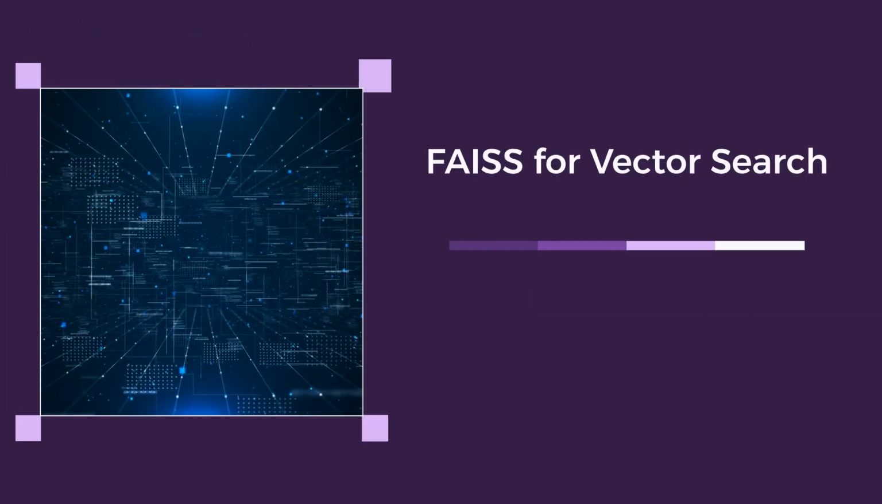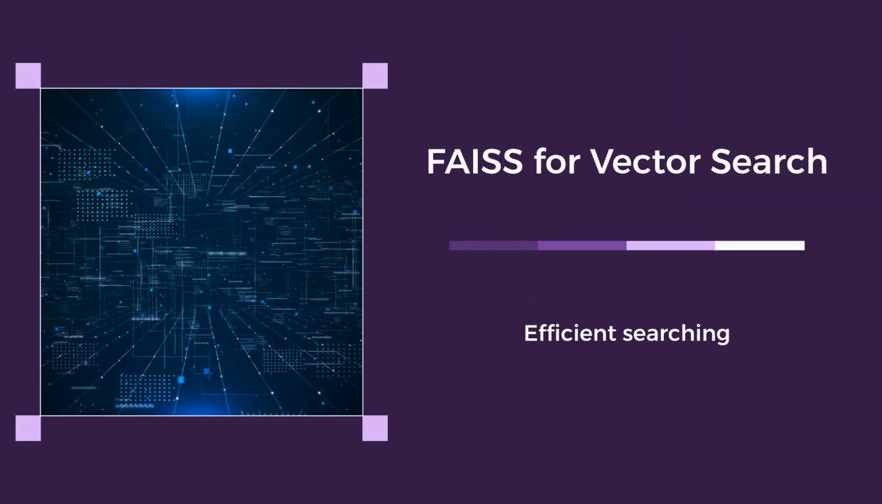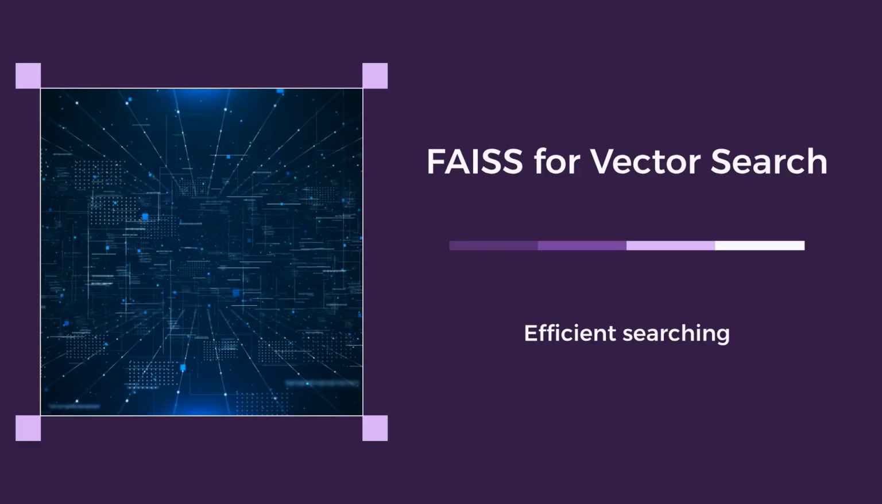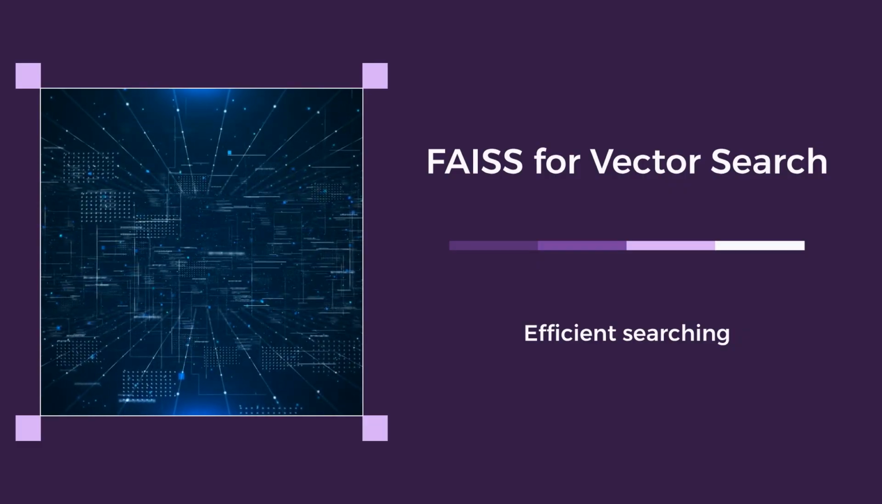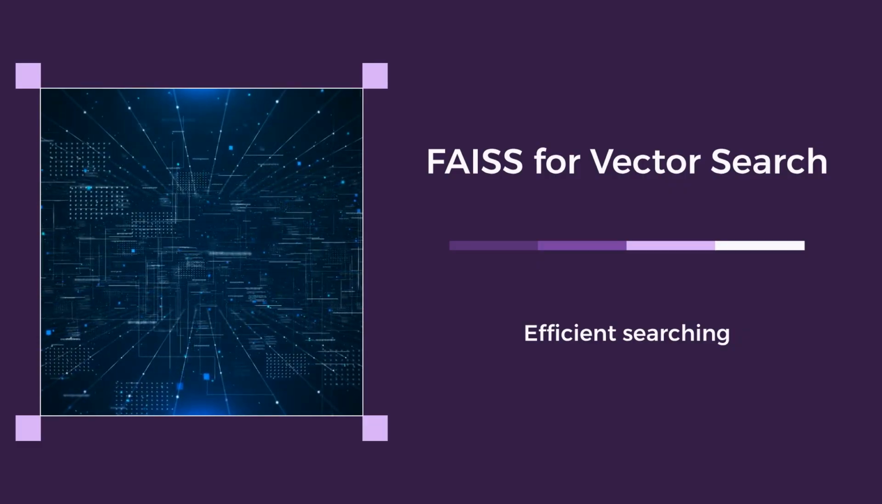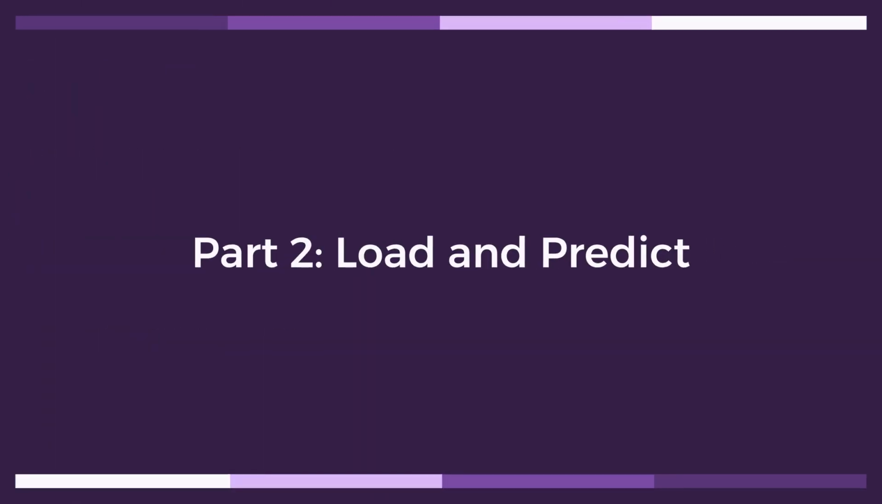We use FAISS, a powerful library designed for searching through billions of vectors efficiently. This technology helps us quickly find related personality traits within the embedding space. In part 2, we explore how easy it is to load and classify any of the models in the Atlas.